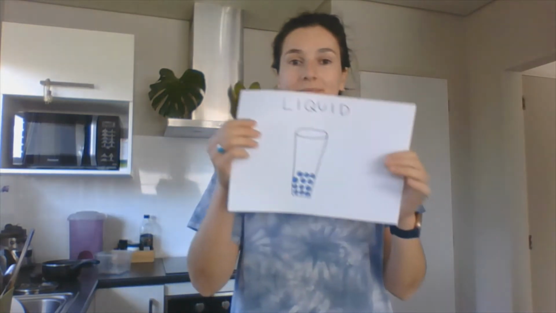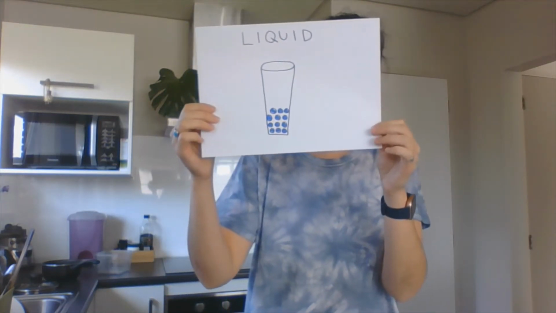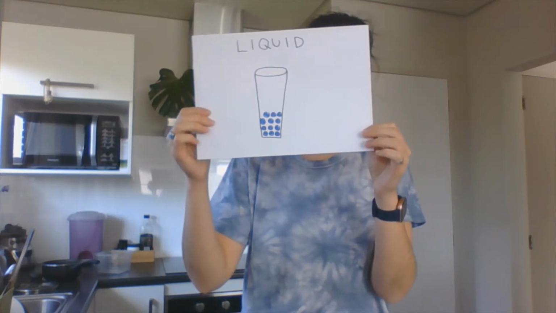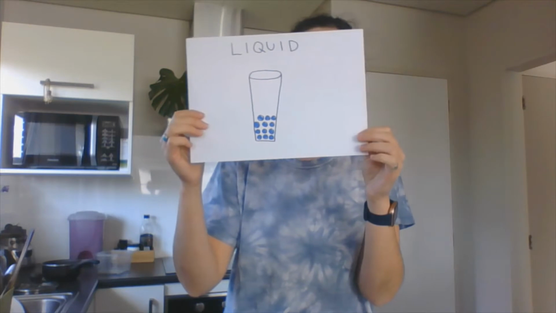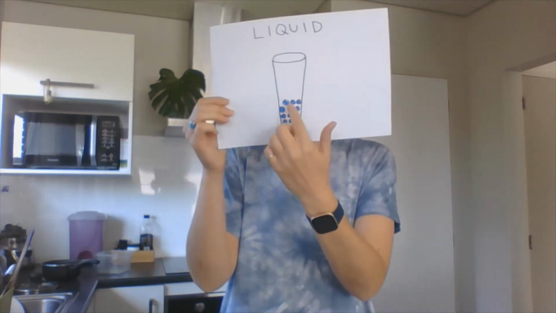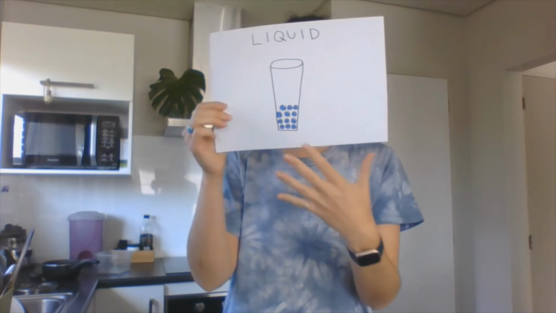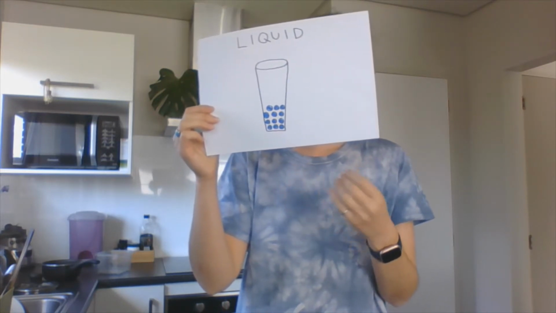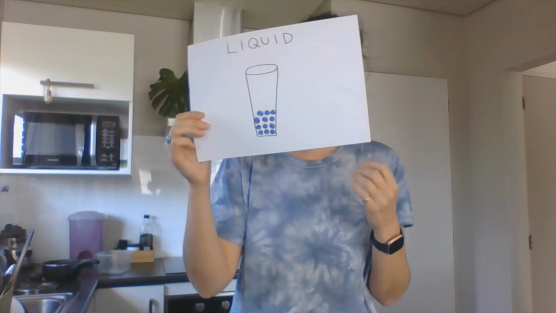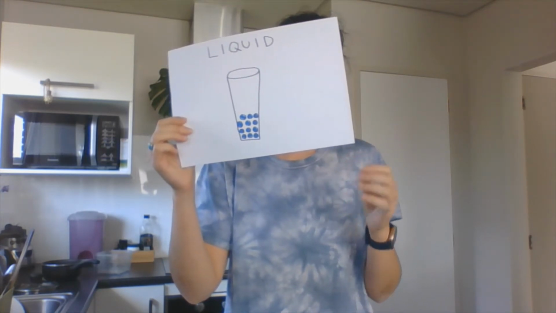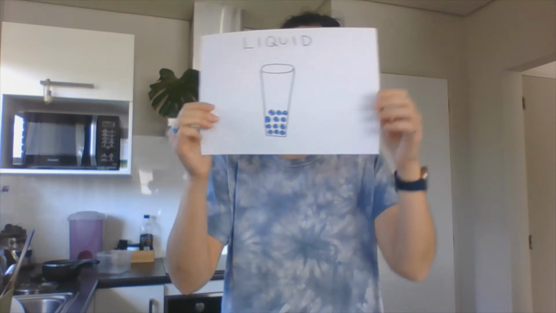Our next state of matter is a liquid. And liquids have a definite volume and a definite mass, but they do not have a definite shape. So you can see here the particles in this liquid, they are still close together like a solid, but they have a little bit more energy to move around, and they take the shape from their container.